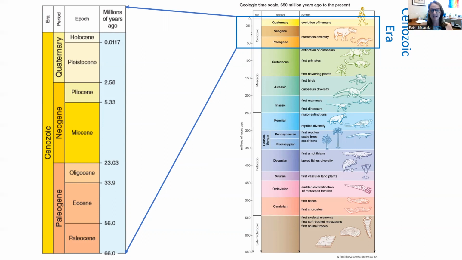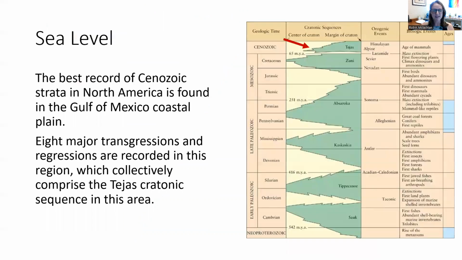All right, so going into the Cenozoic. Sea level during the Cenozoic, just like all other time periods or time eras on Earth, changed through time. There was one huge major transgression, one huge major regression, but within that, there were about 8 smaller but still major transgressions and regressions recorded on Earth. And the best record of Cenozoic strata in North America is actually found in the Gulf of Mexico coastal plain.